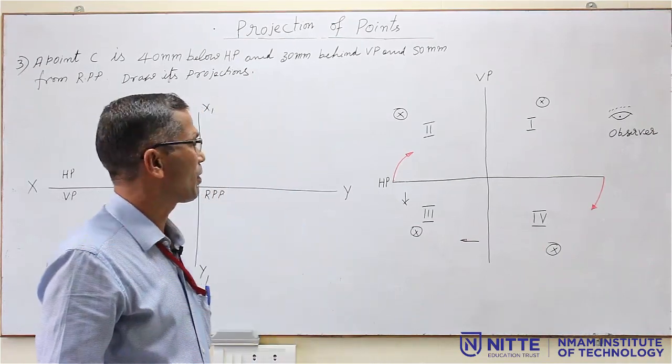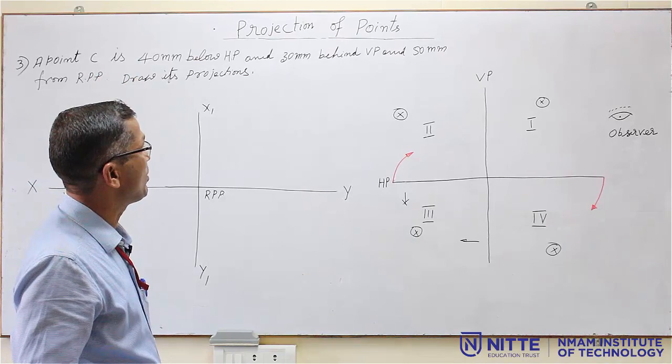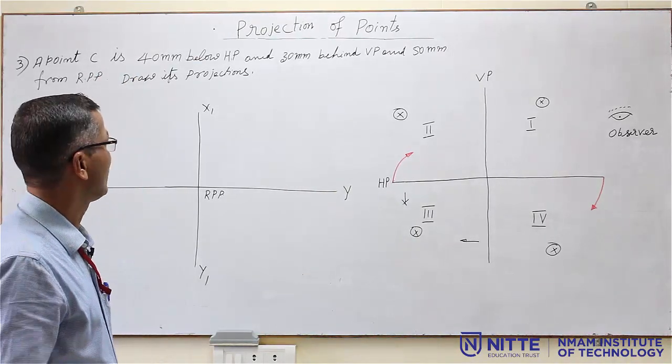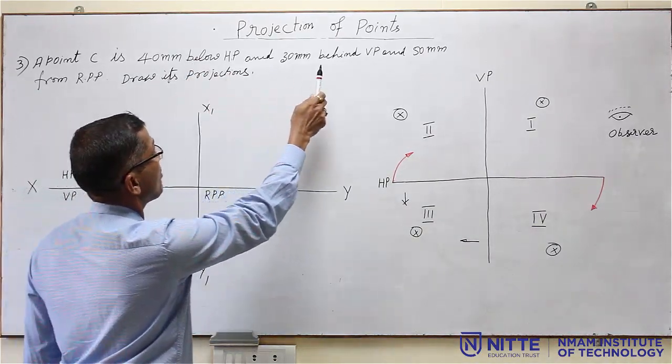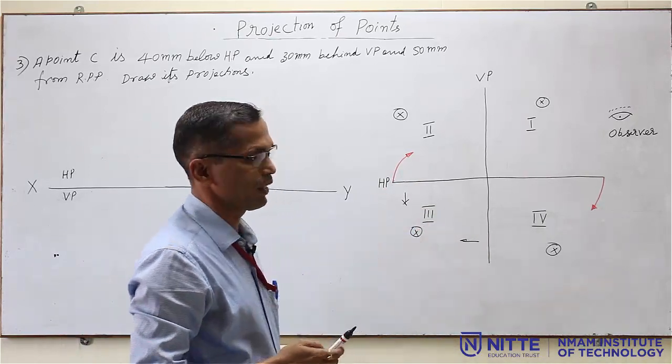Let us move to the next problem. A point C is 40 mm below HP, 30 mm behind VP and 50 mm from RPP. Draw its projection. Now here it is below HP and behind VP. So below HP, behind VP means third quadrant.